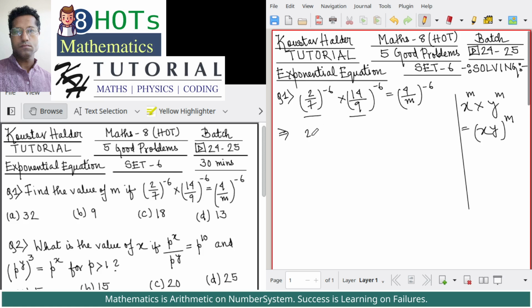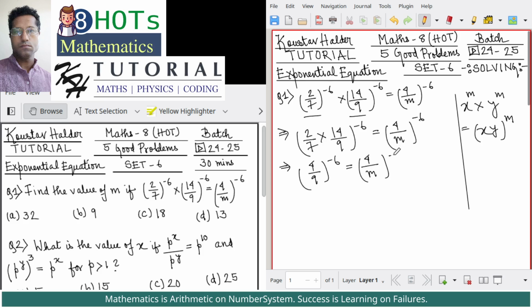So the LHS will be (2/7 multiplied by 14/9) whole raised to the power minus 6. This is equal to (4/m) whole raised to the power minus 6. Okay. Let's further simplify the base of the LHS. After simplifying the base of the LHS, it becomes (4/9) whole raised to the power minus 6 is equal to (4/m) whole raised to the power minus 6.